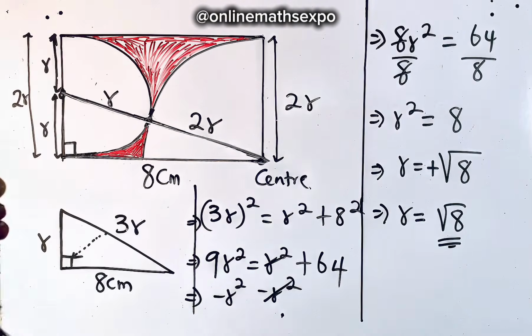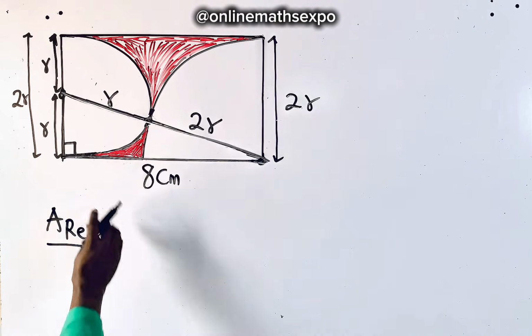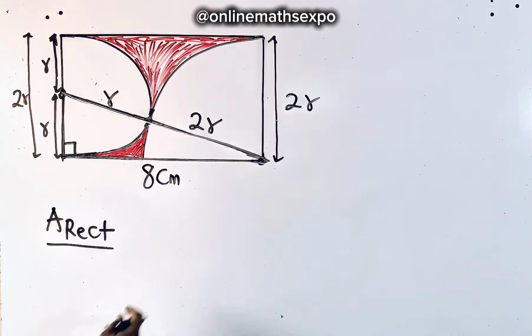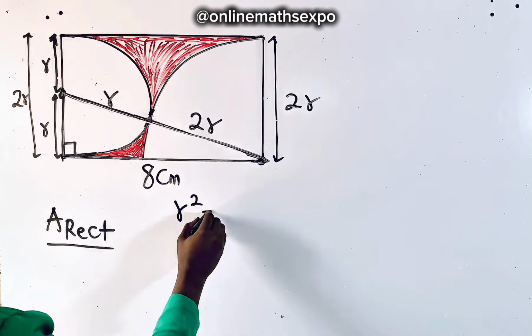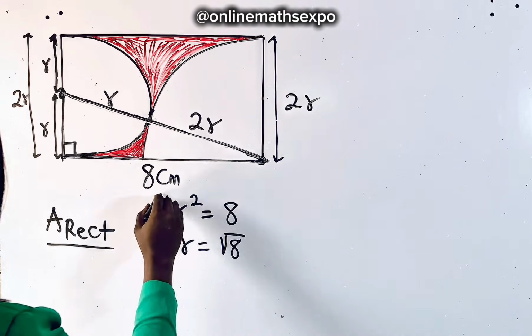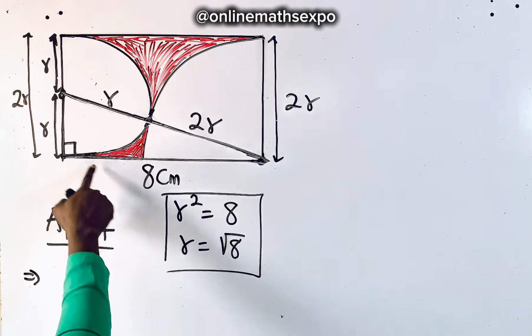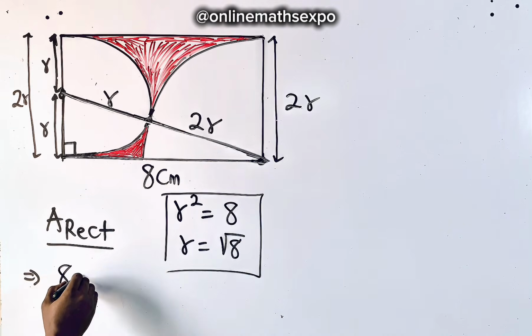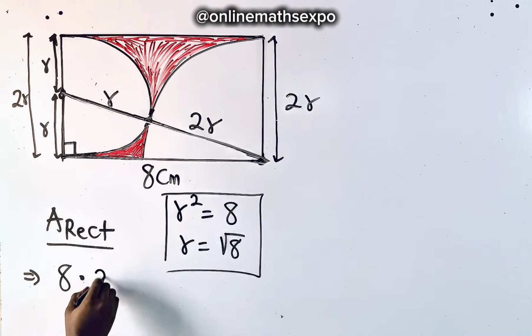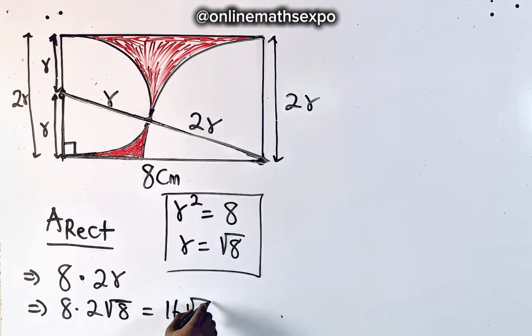Let's do that together. So we first get the area of the rectangle. For the area of the rectangle, you multiply the length and the width. Remember, we have it that our r squared is equal to 8, and then r is square root of 8. So the area of the rectangle will now be this length, which is 8, multiplied by this width, which is 2r. And this gives us 8 multiplied by 2. Our radius is root 8. So if you simplify this, this will give you 16 root 8.